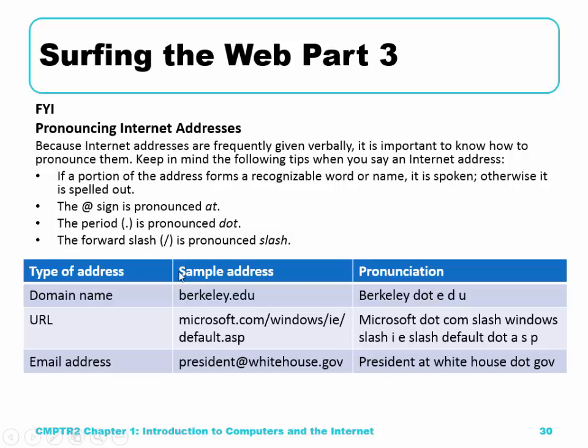So if we look here at this domain name, your sample address is berkeley.edu, pronounced berkeley dot e-d-u. Okay, and if we look at this one for Microsoft, it's microsoft.com/windows/IE/default.asp. Okay, and then with that email address, it's president@whitehouse.gov.